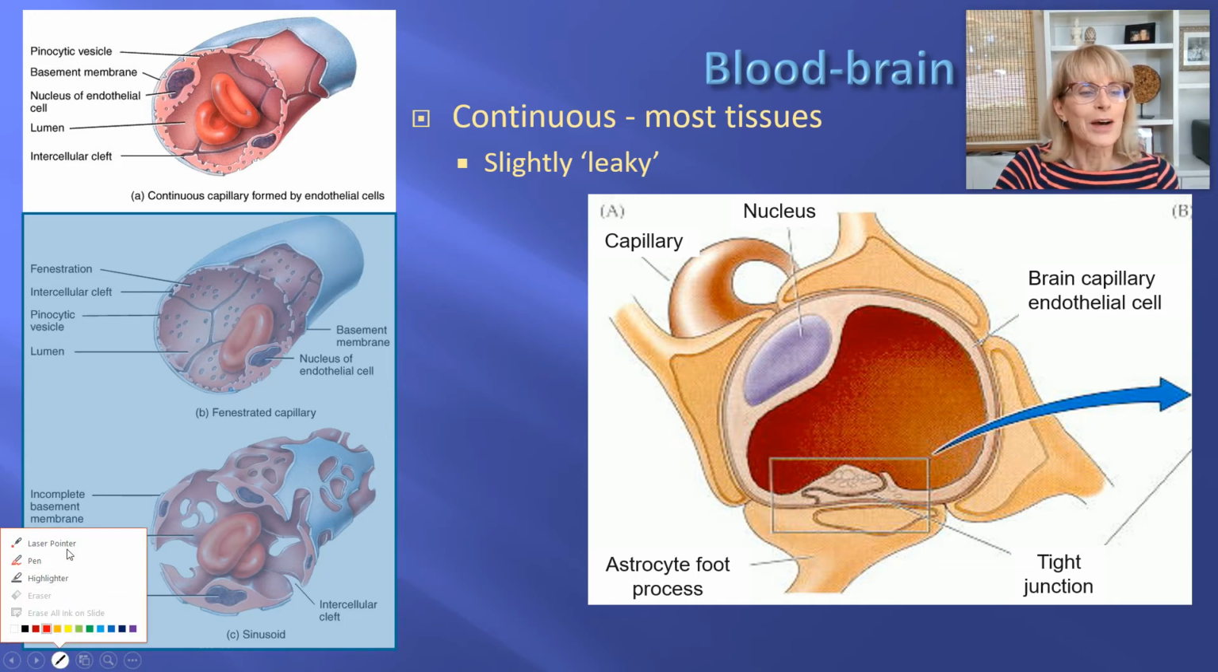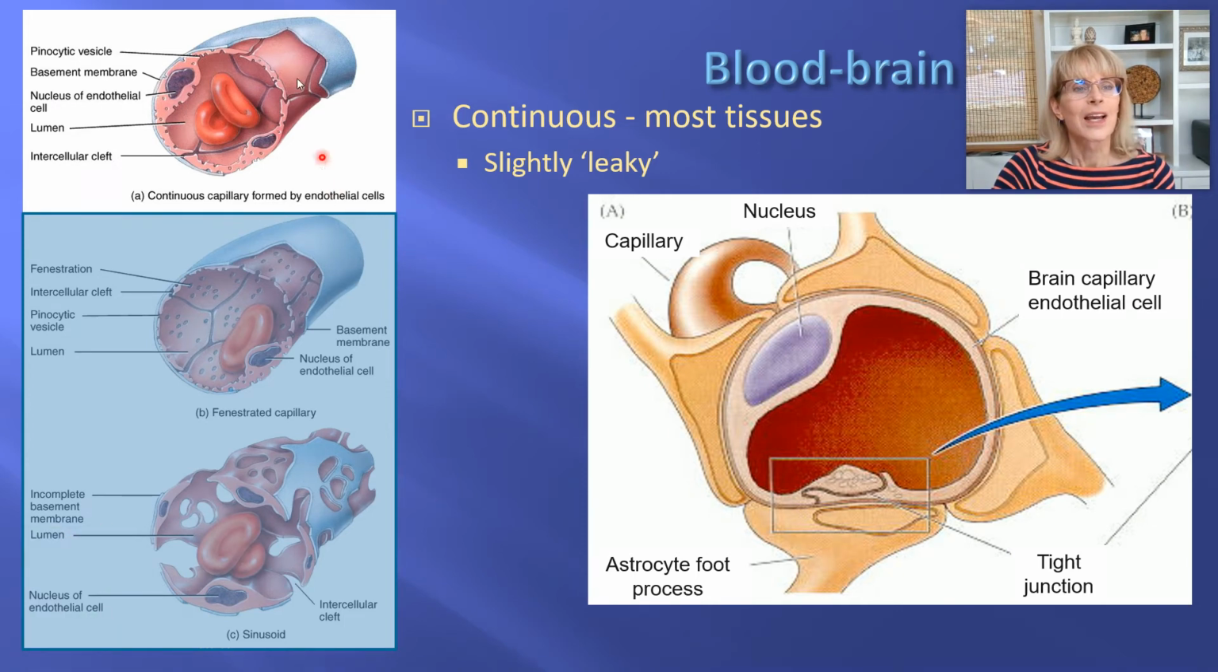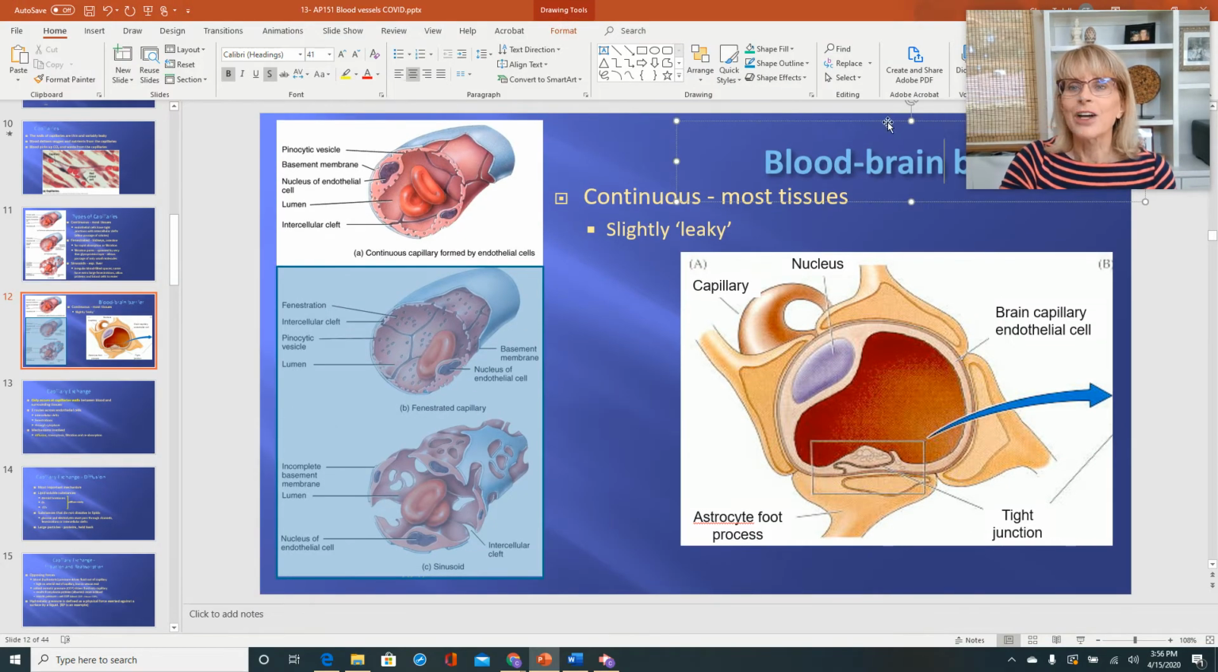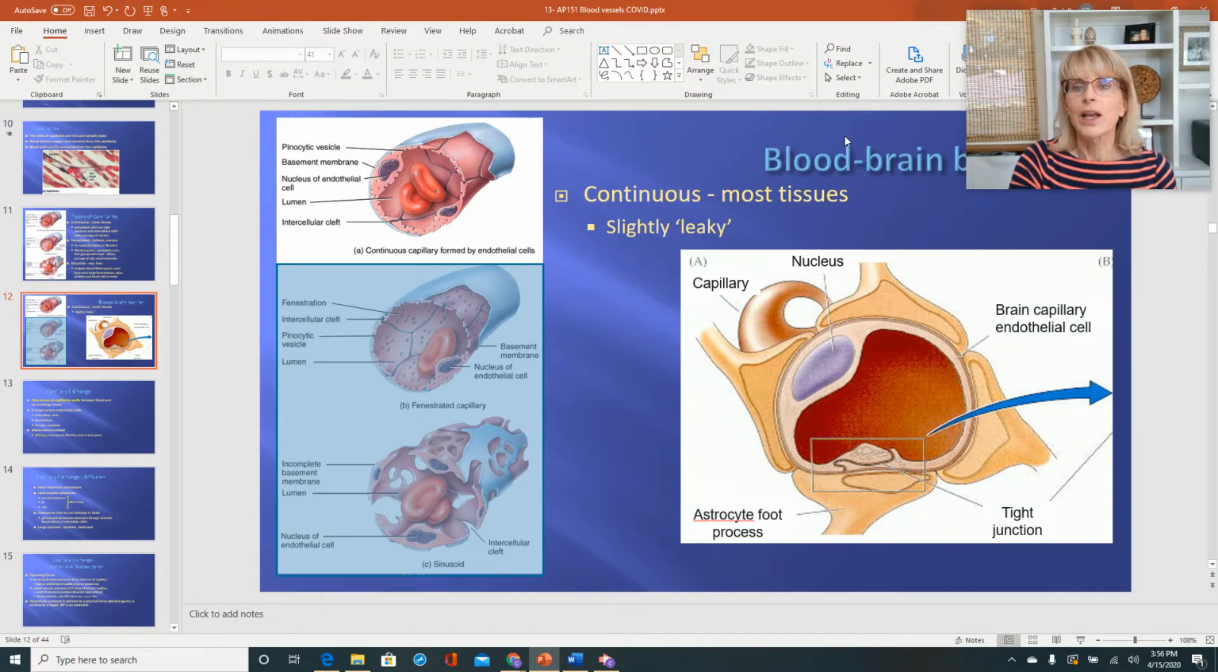We were talking about different kinds of capillaries, and we were talking about continuous and fenestrated and sinusoid. And then I was describing for you that the blood-brain barrier is slightly different. Now I've got a picture of it, so I just wanted to share that with you.